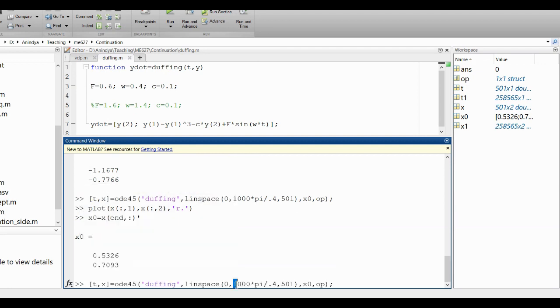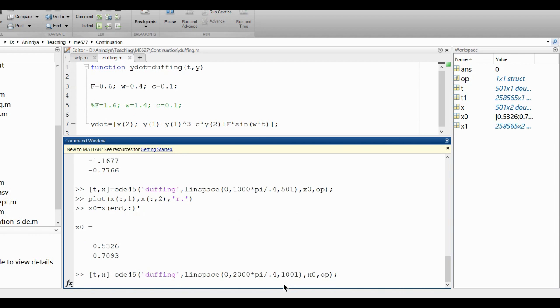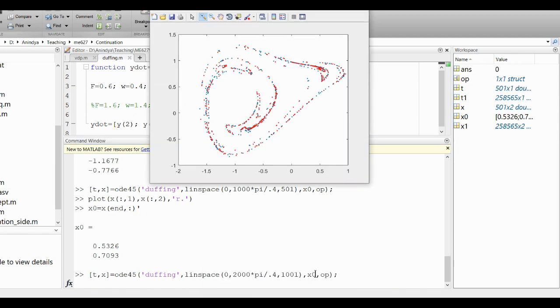make this 2,000 and 1,001, and we will wrap up after this lecture. But you can see that there is a fairly complicated structure over here. This set of points, if we run it for an extremely long time, then it will be a set of points with very fine structure. That structure is called a fractal structure.